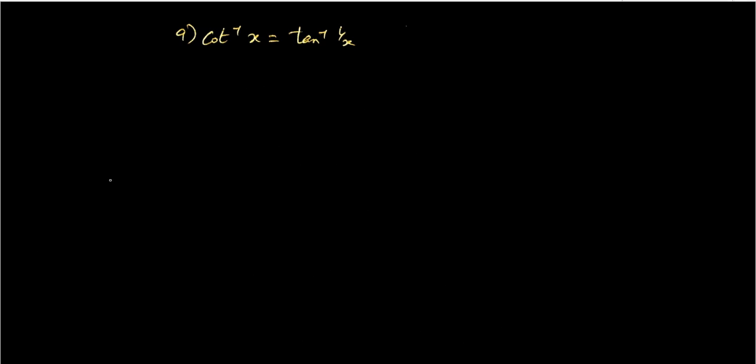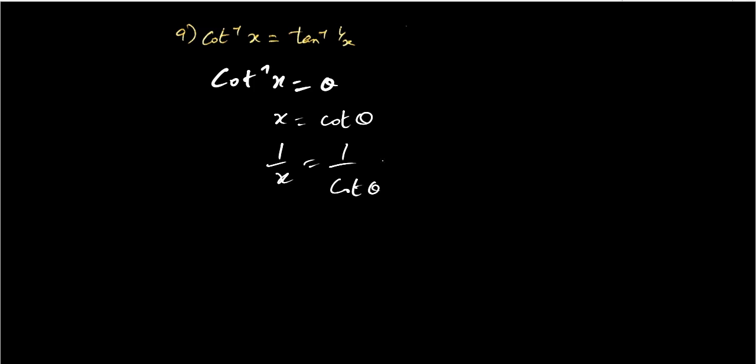Cot inverse of x is equal to tan inverse of 1 by x. Here let me take cot inverse of x as theta. Cot inverse of x is equal to theta. If we bring cot to the right hand side, x is equal to cot theta. Now we'll take reciprocal on both the sides. 1 by x is equal to 1 by cot theta. 1 by cot theta is nothing but tan theta.